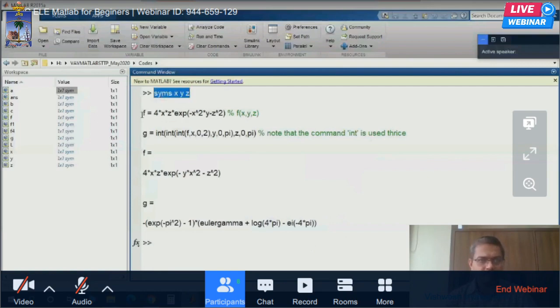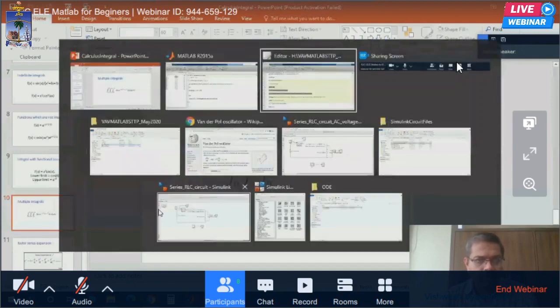So syms x y z, f is equal to this function. Now you see we have used the int command 3 times, 1, 2, 3 nested int commands, in order to calculate 3 integrals. And the answer is this. You can see this Euler gamma function which is coming here. That is the Euler-Mascheroni constant. It has appeared here in the solution. So MATLAB calculates it, the one for which it can do, very correctly and gives you the very right answer for that.